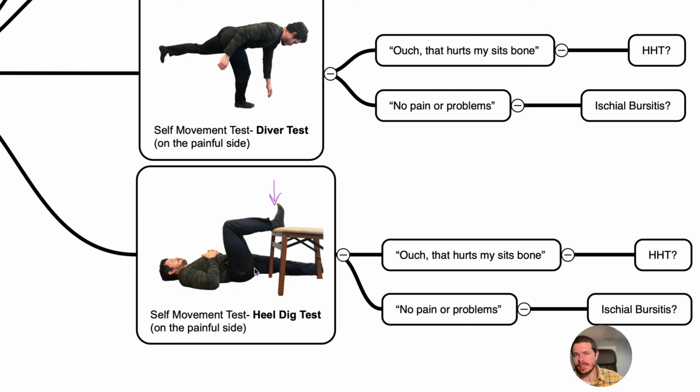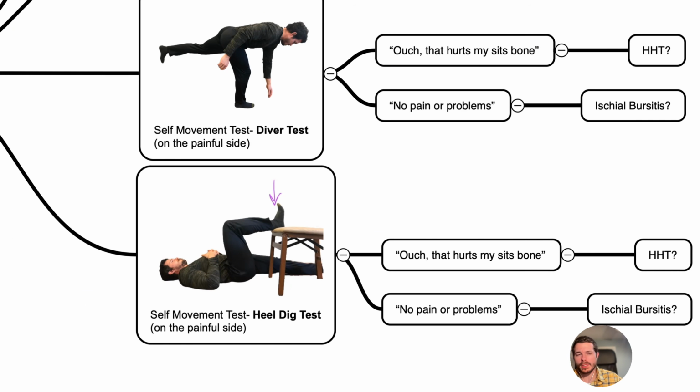You're just contracting that tendon. You're isolating for that. And if, when you dig the heel in and you contract that tendon, you say, ouch, that is my pain right here in my butt, then it increases the probability, along with everything else we've talked about, you have a high hamstring tendon problem. If that is negative, the chance you have a high hamstring tendon problem goes way down. It should hurt when you contract it.